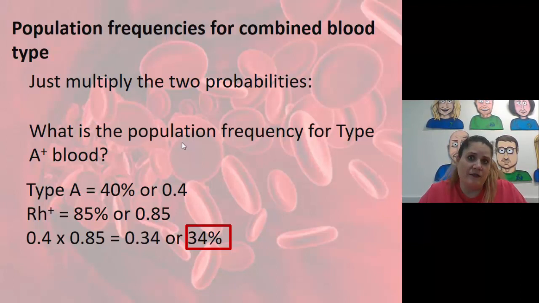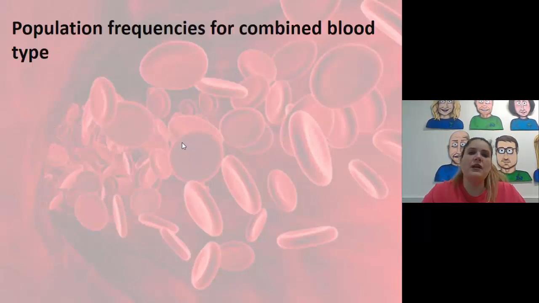So if you find A positive blood at a crime scene, that means it could be this suspect you have who also has A positive blood, but it could also be another 34% of the population. So there are quite a few people with A positive blood.